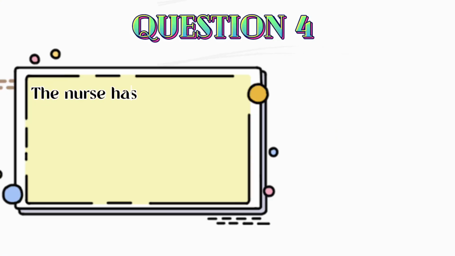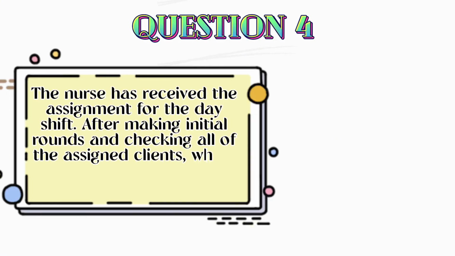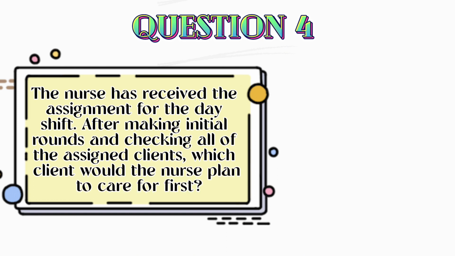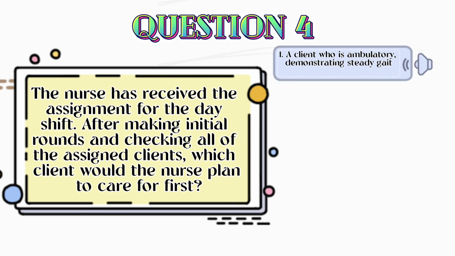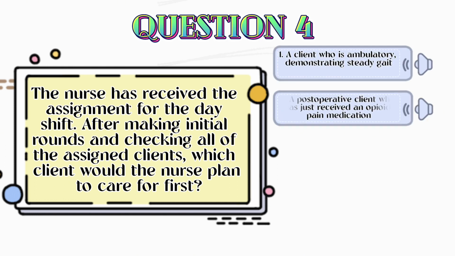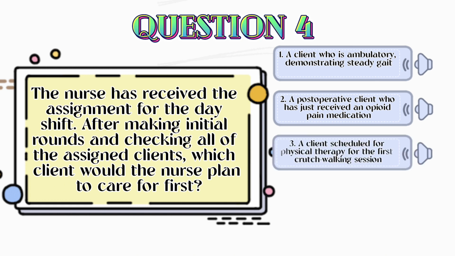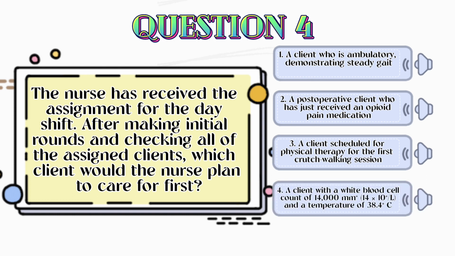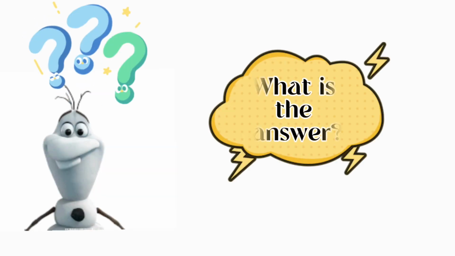Question 4. The nurse has received the assignment for the day shift. After making initial rounds and checking all of the assigned clients, which client would the nurse plan to care for first? 1. A client who is ambulatory, demonstrating steady gait. 2. A post-operative client who has just received an opioid pain medication. 3. A client scheduled for physical therapy for the first crutch walking session. 4. A client with a white blood cell count of 14,000 per mm3 and a temperature of 38.4 C. What is the answer?